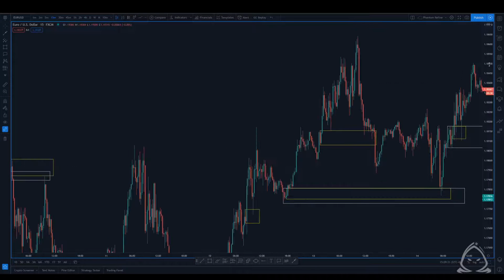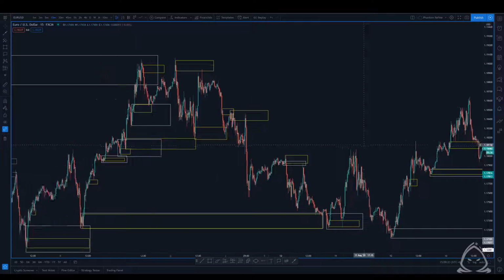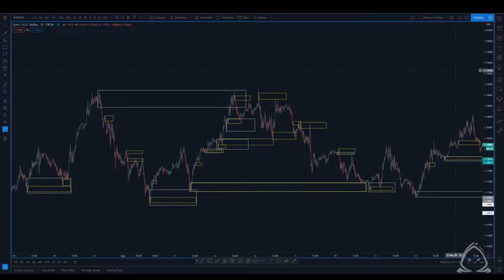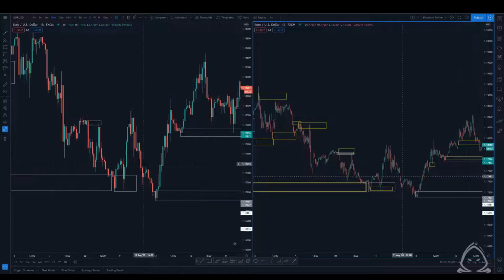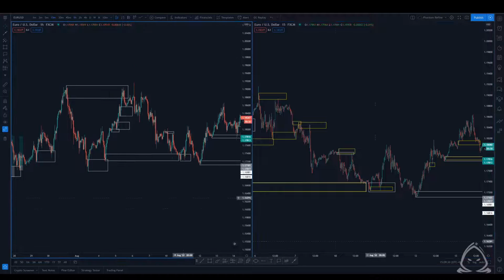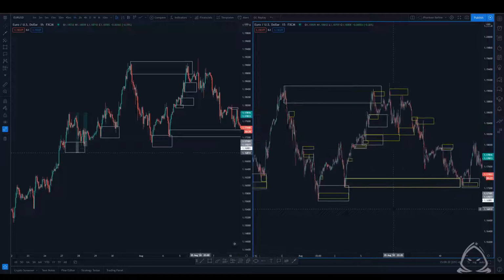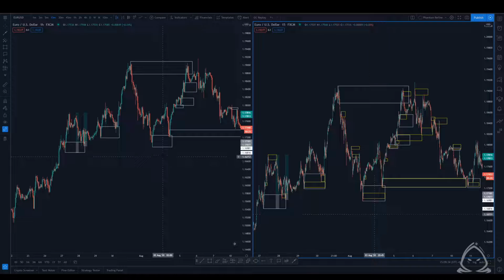But that's the breakdown and examples of order blocks. But you can see their effectiveness when you combine them using the 1 hour and the 15-minute. You can trade them primarily on the 1 hour, or you can trade them on the 15-minute using the 1 hour as a reference point as well.